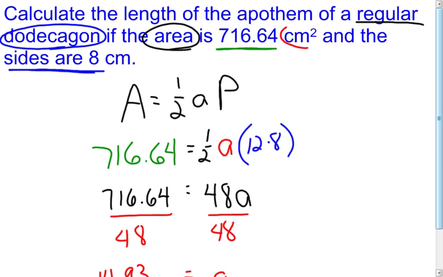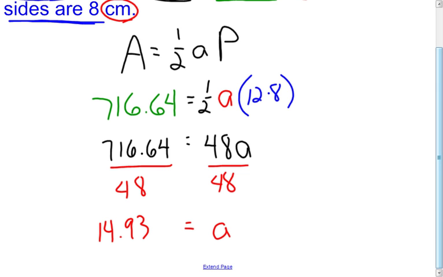Then we got to make sure that we get the right label. Notice that my area was centimeters squared, and the length of the sides was centimeters. Therefore, the length of the apothem is going to be 14.93 centimeters. And we're done with that one.